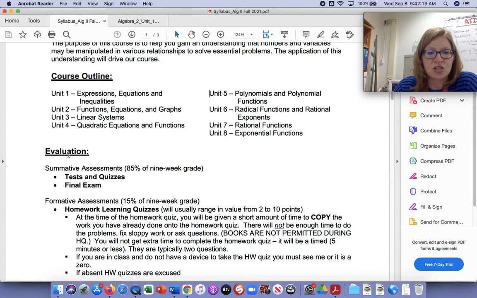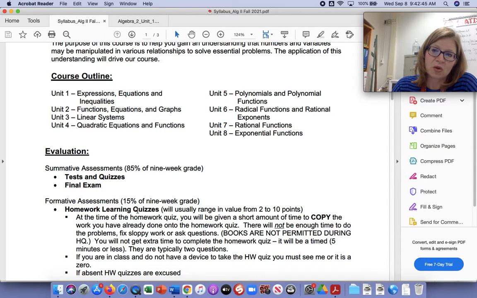The evaluation: there are summative assessments, which are 85% of their 9-week grade, and formative assessments, which are 15% of their 9-week grade. The summative assessments include tests and quizzes, not the homework quizzes, but any sort of quiz that we would review for. The final exam is also considered a summative assessment. The formative assessments are 15% of their 9-week grade.